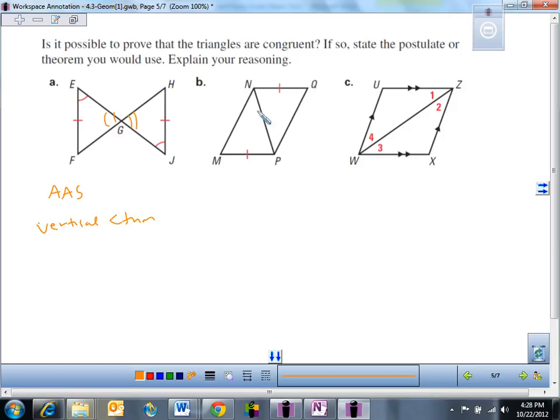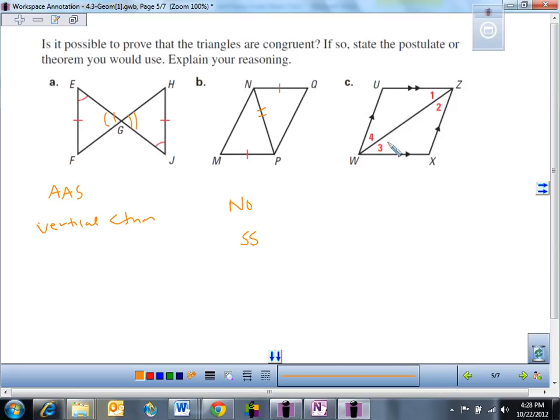Part B, I see NP is reflexive. I don't see any parallel lines, so I can't talk alternate interior, so this one is going to be a no. Because we don't have an SS. We have an SSS, but I can't get that third pair of sides.